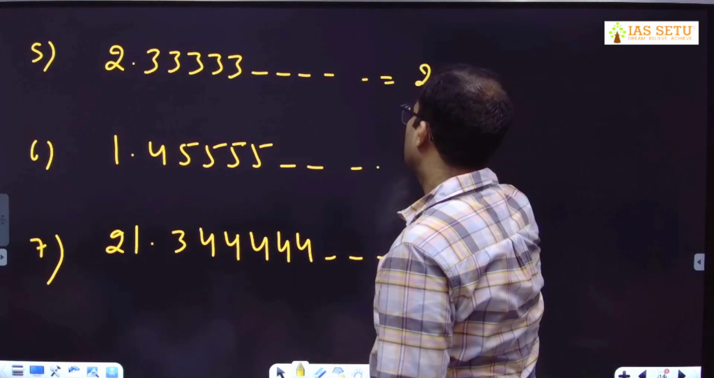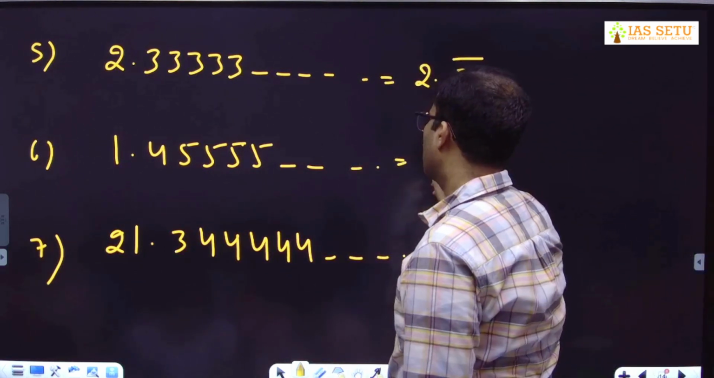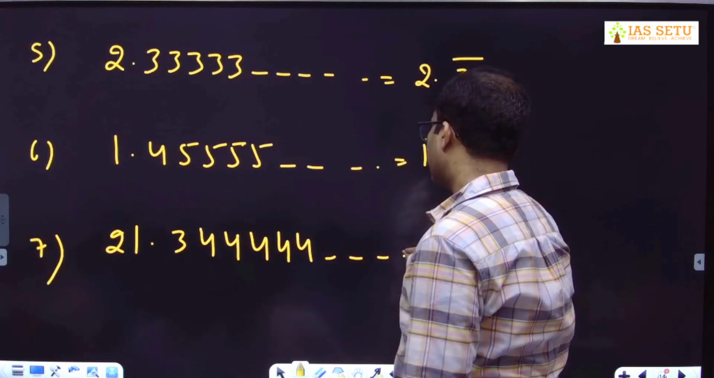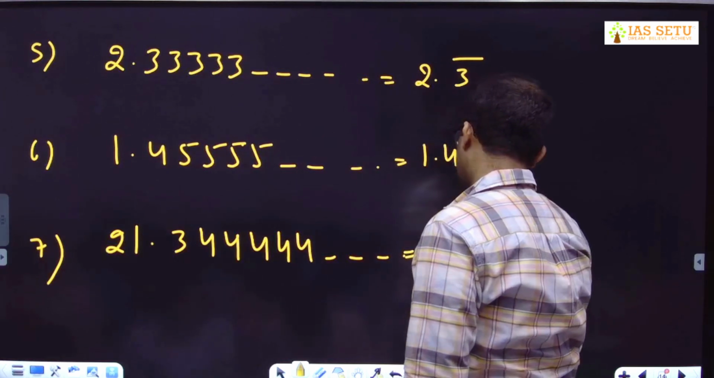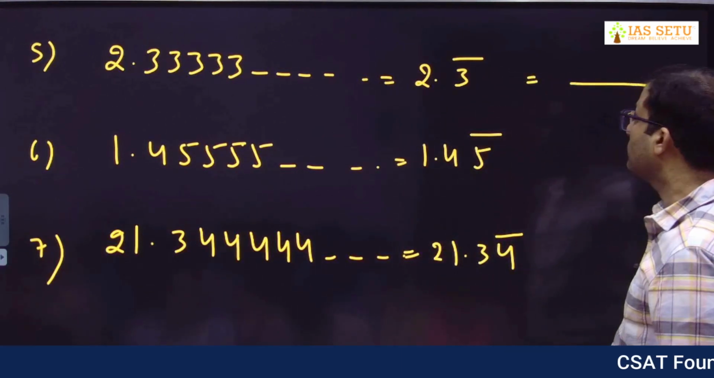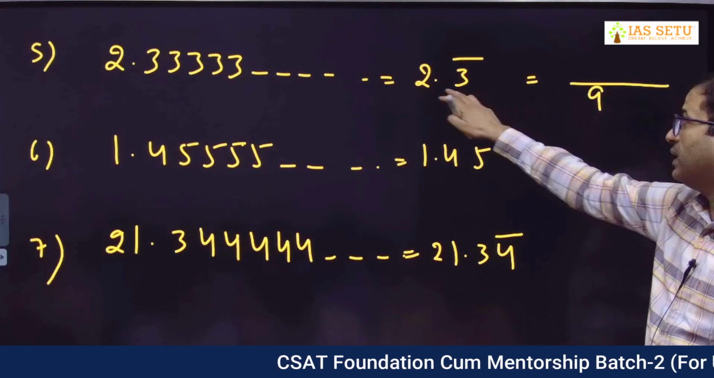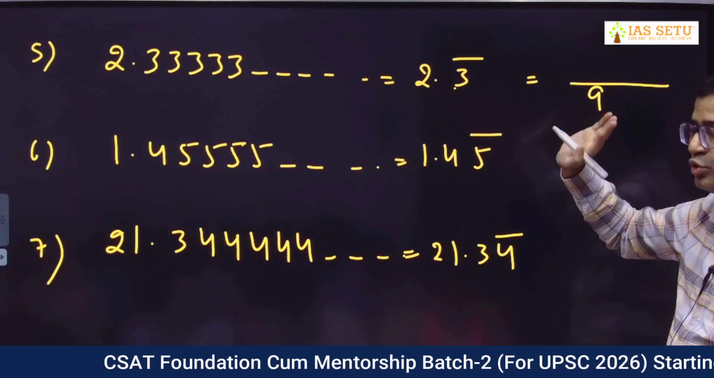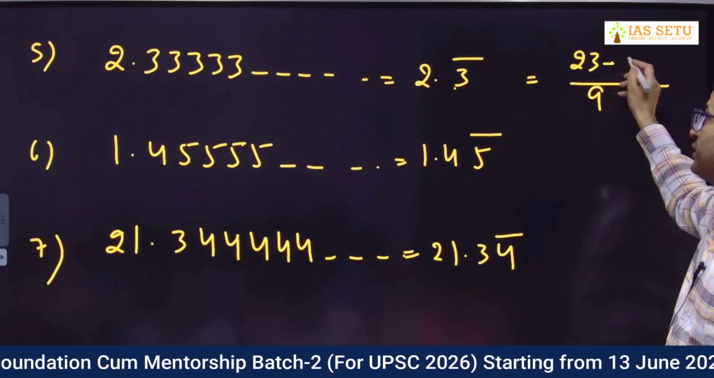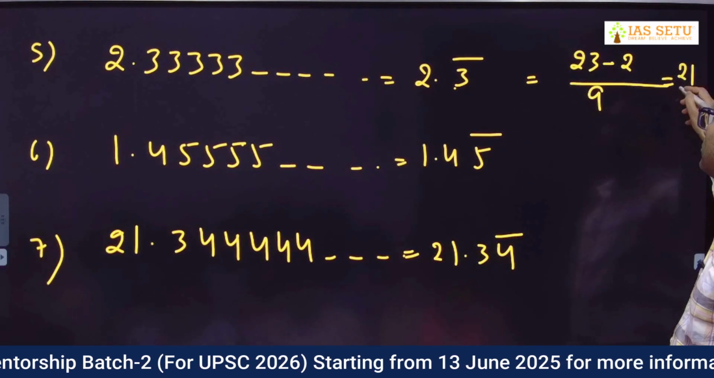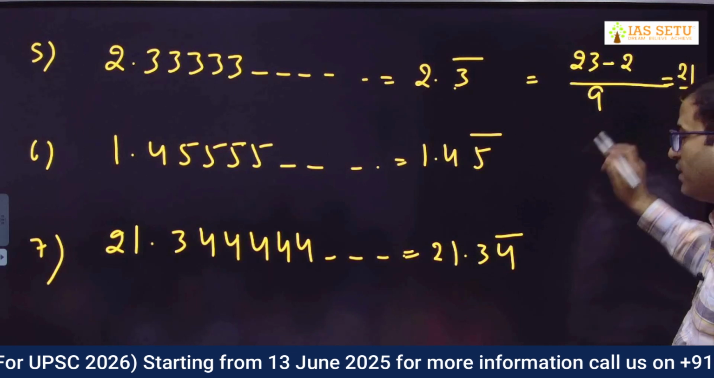Now here 2 bar on 3, 1.4 bar on 5, 21.3 bar on 4. There is one digit under the bar, 9, and there is no digit between decimal point and recurring part, so don't put 0. Total number 23 minus 2, so it is 21 upon 9, 7 by 3.